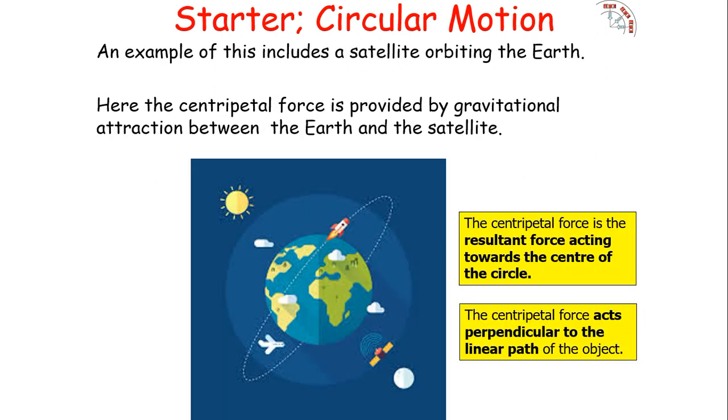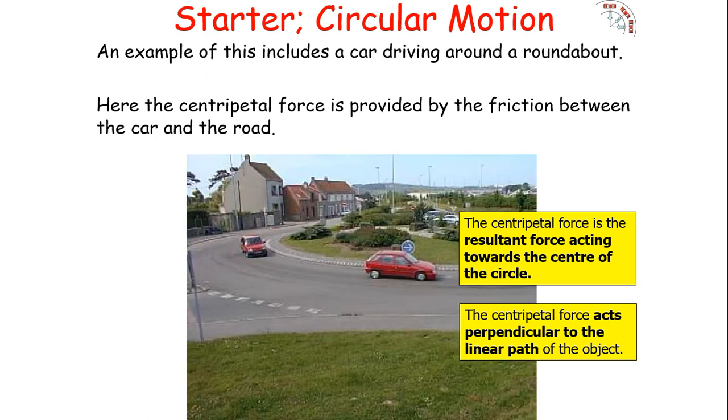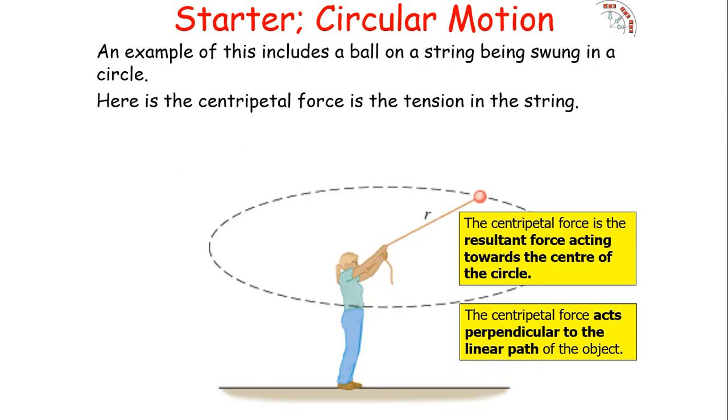So an example of this includes a satellite orbiting the Earth. So here the centripetal force, which is the resultant force acting towards the center of the circle, or the force which acts perpendicular to the linear path of the object, is provided by the gravitational attraction between the Earth and the satellite. If we look at an example of a car going around a roundabout, well, the centripetal force in this example is the friction between the car and the road. If we look at the idea of a ball on a string being swung around in a circle, the centripetal force is the tension in the string.